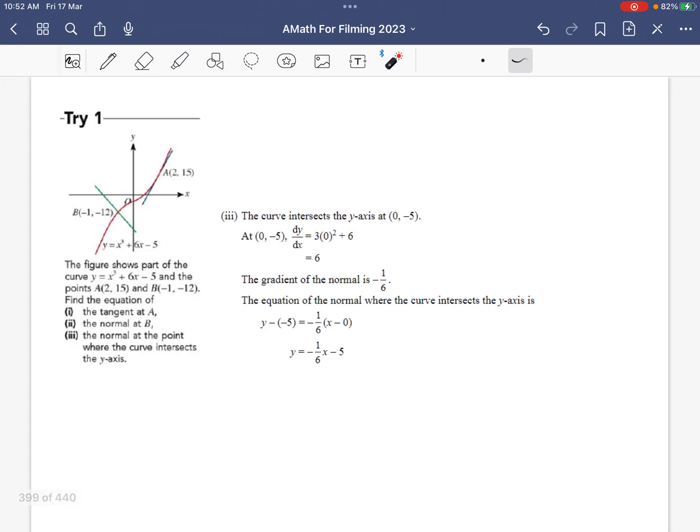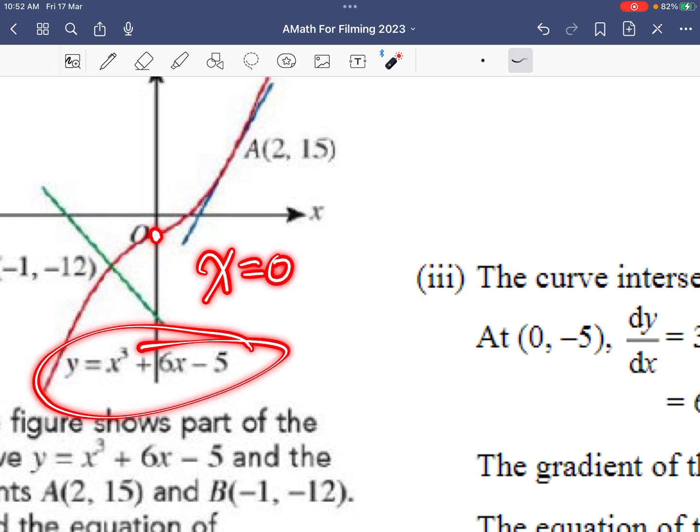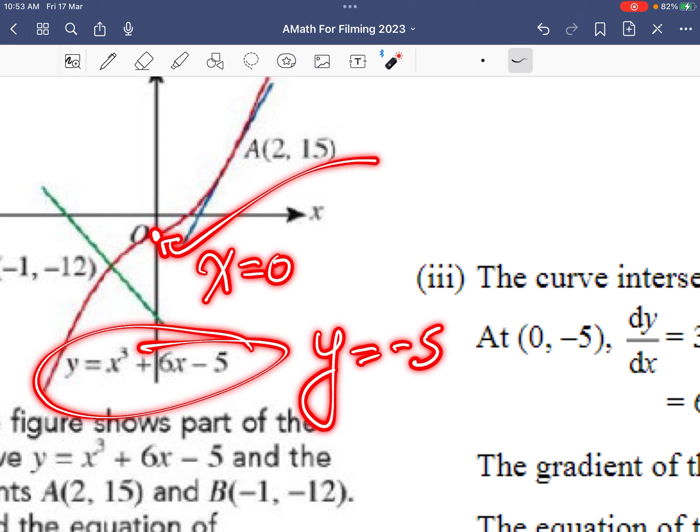Okay, for part 3, they ask for the normal at the point where the curve intersects the y-axis. So the y-axis, once again, my x value equals 0. So actually we are looking at this point here. So my x value equals 0. You substitute this into the curve itself. You will find that your y value is negative 5. So this point here is (0, negative 5).